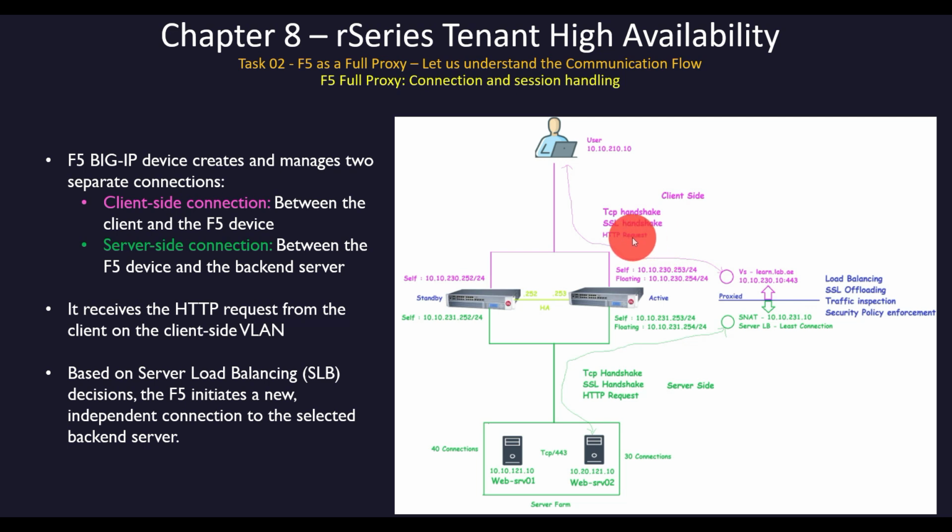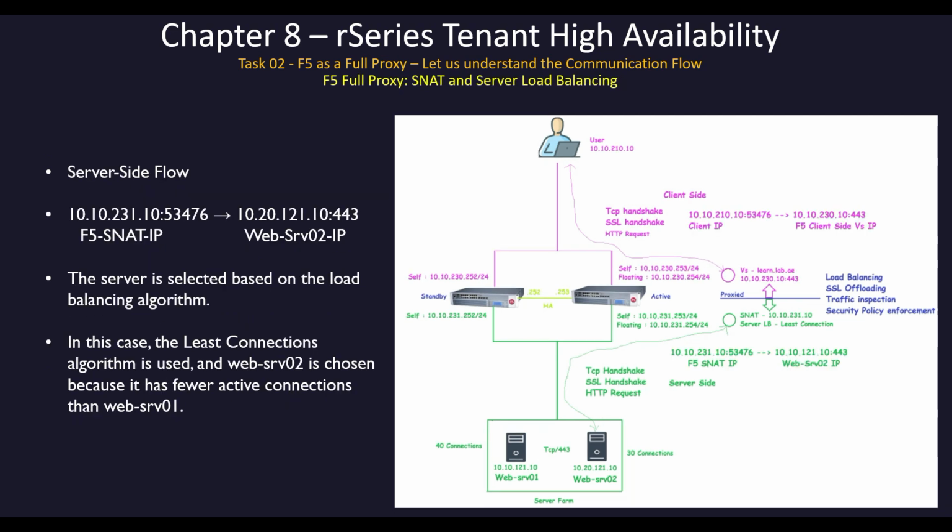To send the HTTP request, the client has to complete the TCP and SSL handshake with FI. This connection terminates at the FI level, which means the client never communicates directly with the backend server. To handle the client's HTTP request, FI creates a new connection to the backend server. It picks the backend server using a server load balancing algorithm. In our case, least connection is the server load balancing algorithm, which chooses the server with the fewest active connections.